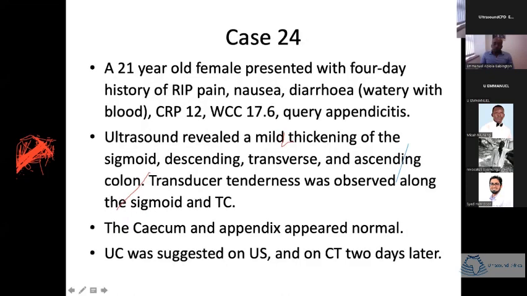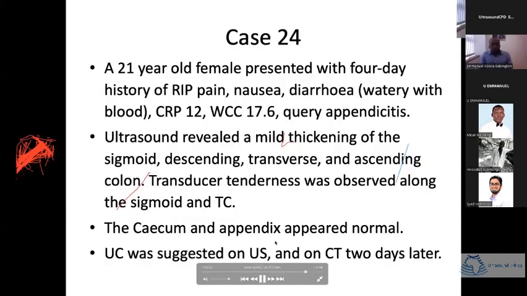So if we look at this case, this is a 21-year-old female who presented with a 4-day history of pain in the right iliac fossa, nausea, diarrhea, with watery stool which contains blood. CRP was raised, WCC was raised, and the patient was sent to ultrasound, and the ultrasound request was made, query appendicitis.